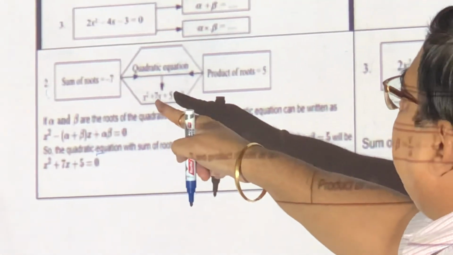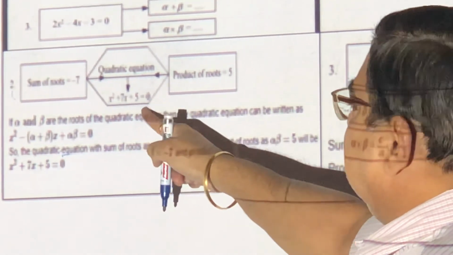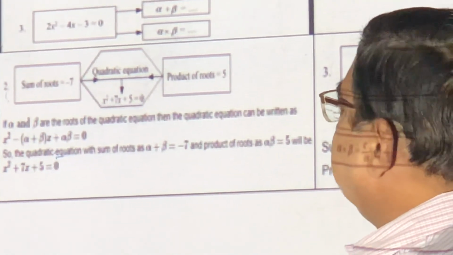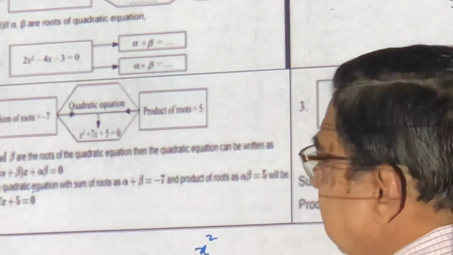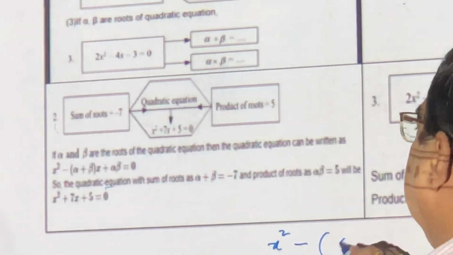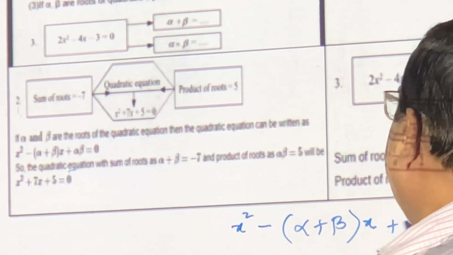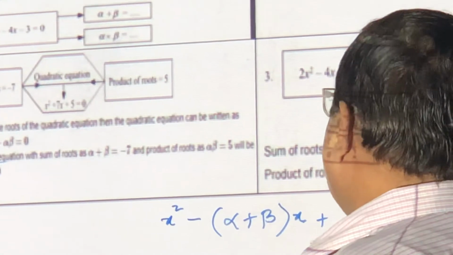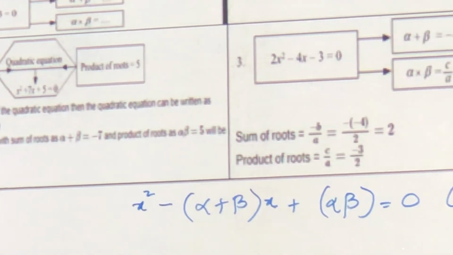Sum number 2. Sum of the roots is minus 7. Product of the roots is 5. And the quadratic equation is like this. Now we must learn a new method. Why he brought it before, I don't know. It is for the next exercise. But add the two solutions, x plus, multiply the two solutions, that is the quadratic equation.